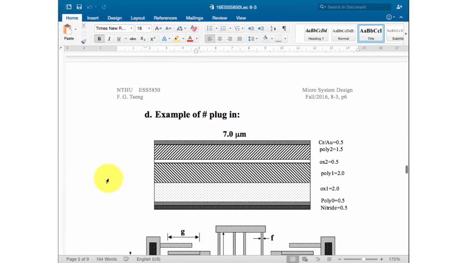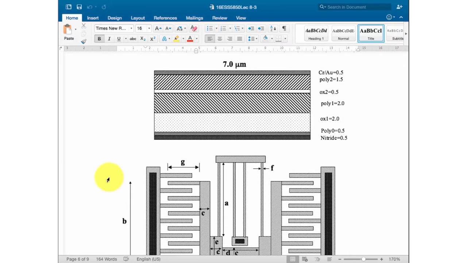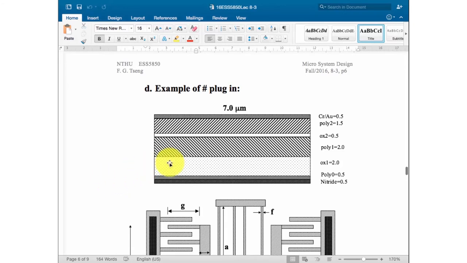Finally, I'll give an example where we plug in all the parameters and see the final results. Currently, we are using the MUMPs process. So the total material we can use is only around two layers of polysilicon and two layers of sacrificial oxide. At the bottom, we have a supporting layer of poly-0 and also an insulating silicon nitride film. On the top, we have another electrical metal layer, as we have seen in the Stanford Labs work. Remember the micrometer work.